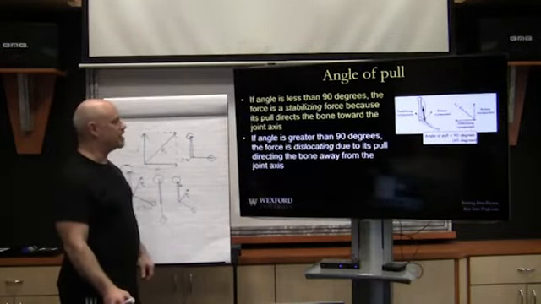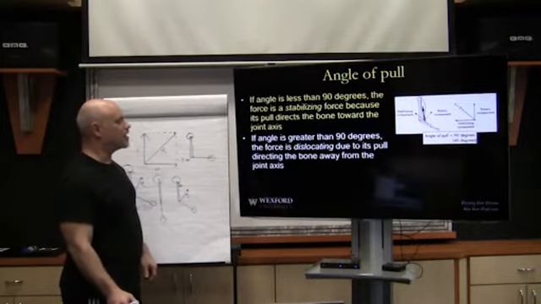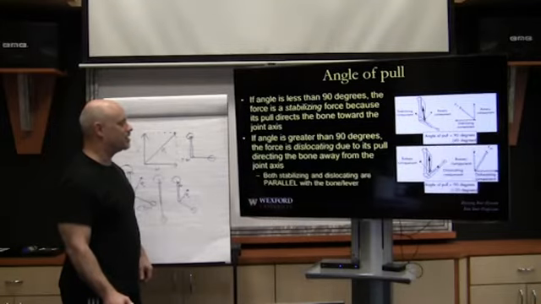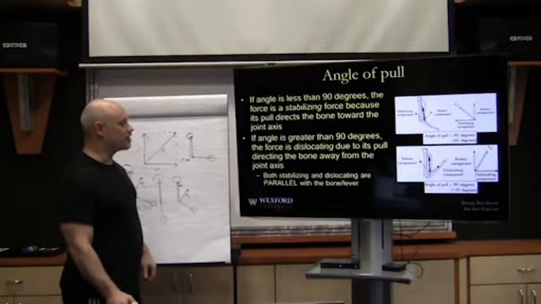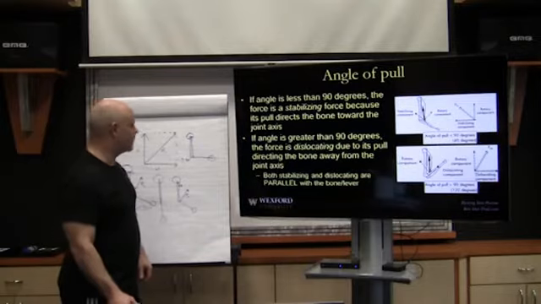The angle is less than 90, it's dislocated. If it's greater than 90, it means the force is dislocating, it's pulling the bone directly away from the joint axis. Both stabilizing and dislocating components are parallel with the bone lever.